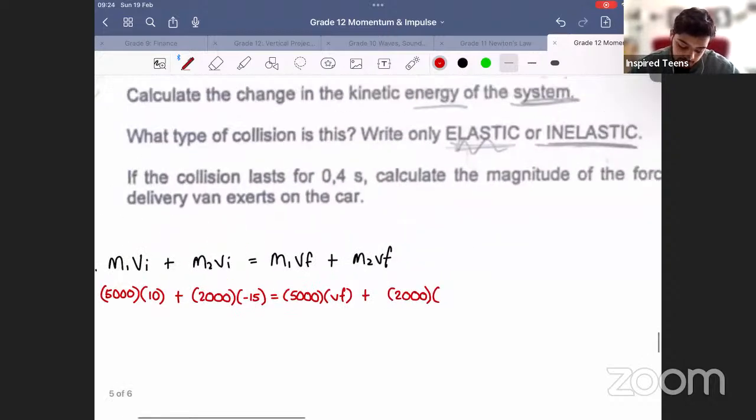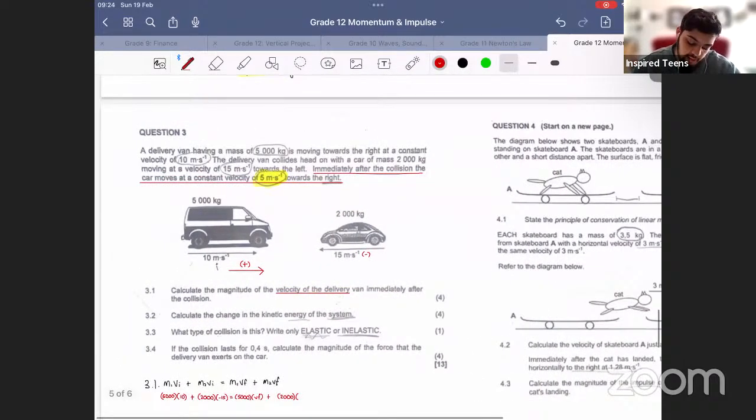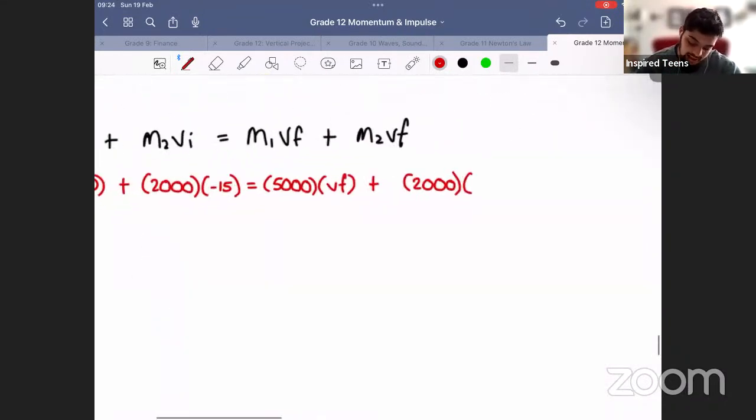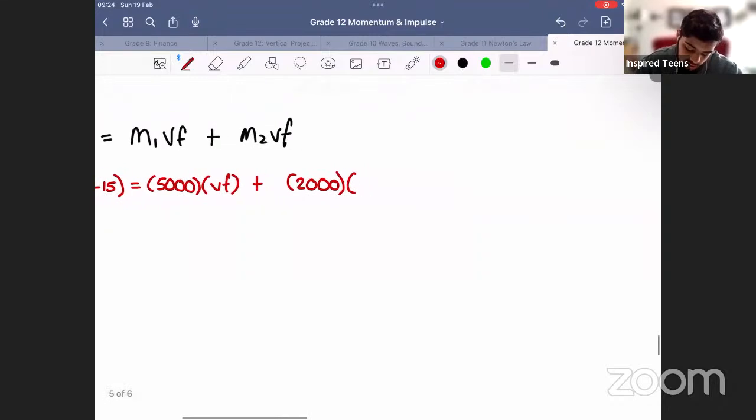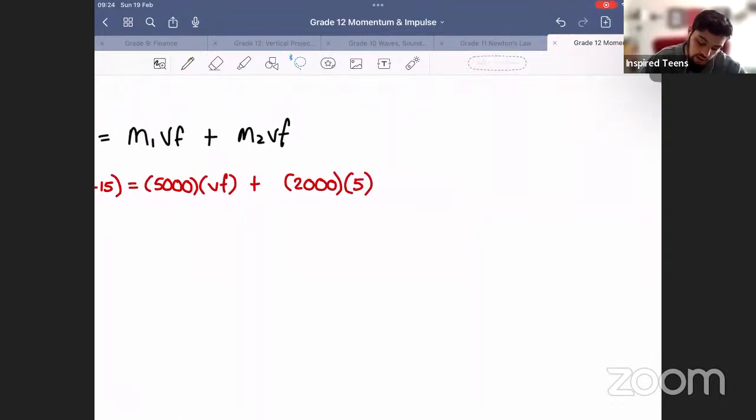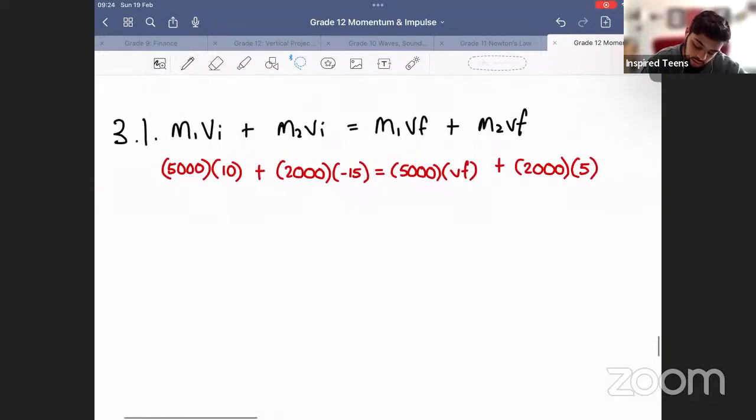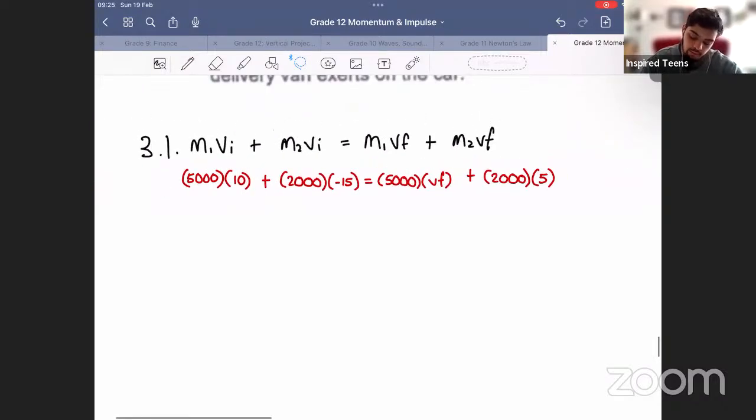However, for the 2,000 kilogram car, we do know the final velocity. It is 5 meters per second towards the right. So since it's towards the right, it is a positive velocity of 5. Direction is extremely important.